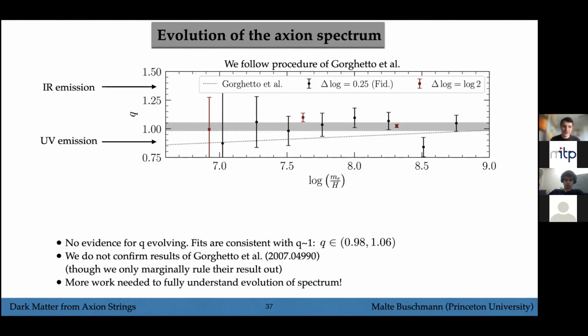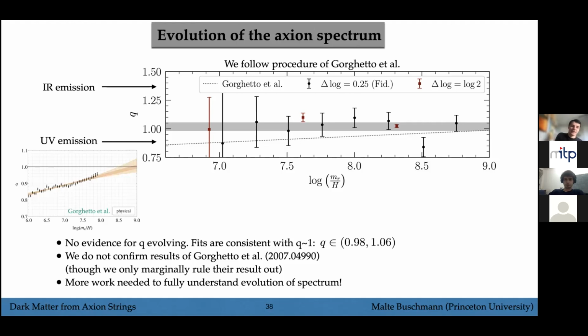So what do we find? After following basically the same procedure as Marco and Ed and Giovanni, we find an index q that is relatively scale invariant and around 1. So it is somewhere in between UV and IR dominated. And most importantly, it doesn't actually seem to evolve at all, and seems to stay around q equals 1 throughout all the time.